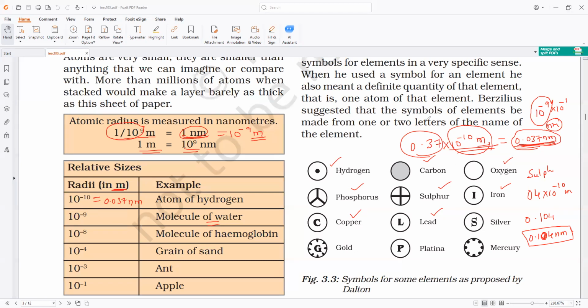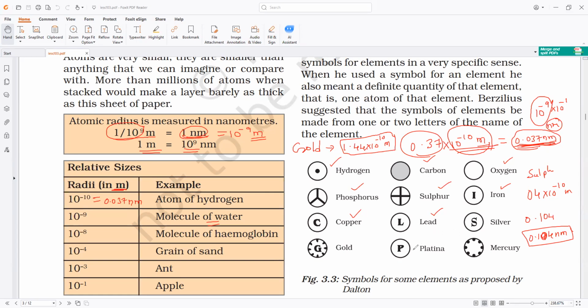Suppose, for example, let me take gold. It's a favorite for the girls. So gold is basically 1.44 into 10 power minus 10 meters. This is the size of one gold atom. Write it in nanometers, everybody.